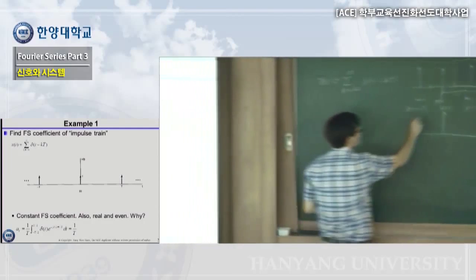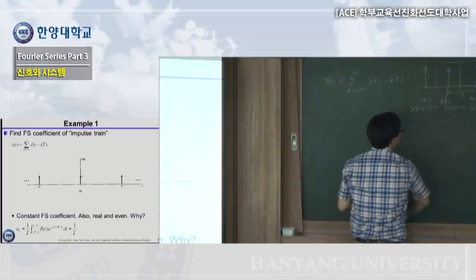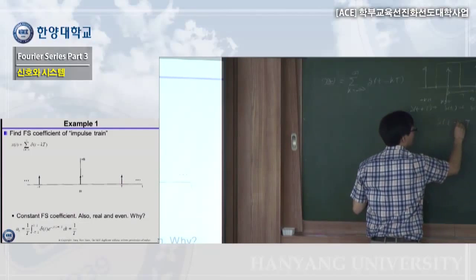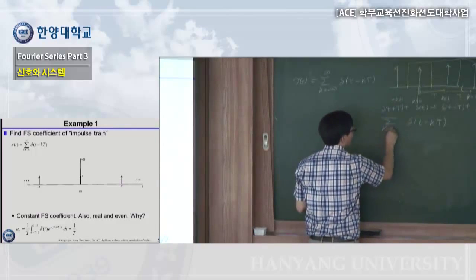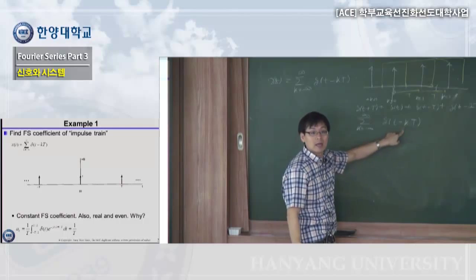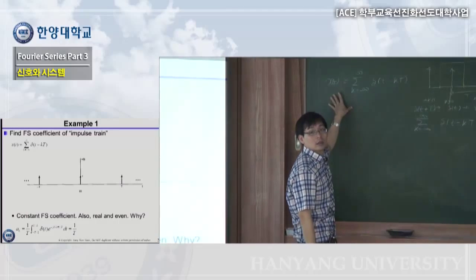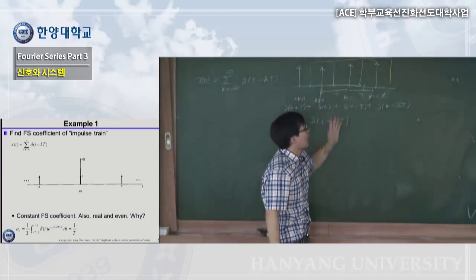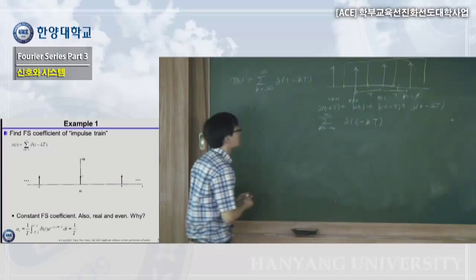You got it? And then, if you add them together, they will be our impulse train, which you can think of as delta t minus kT, with integer k from minus infinity to infinity: 0, 1, 2, 3, 4, minus 1, minus 2, minus 3. Then you can add all of them. So this function represents the delta function happening every period T starting from 0. That's how we define it.